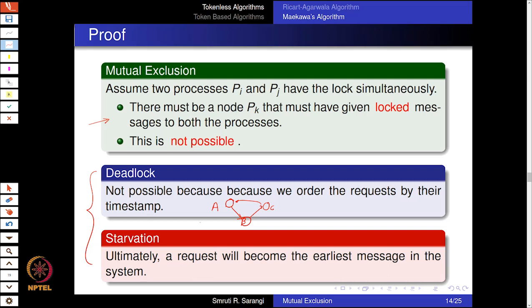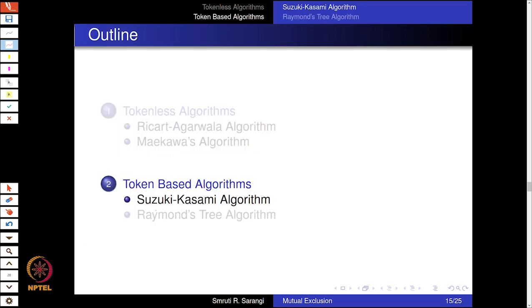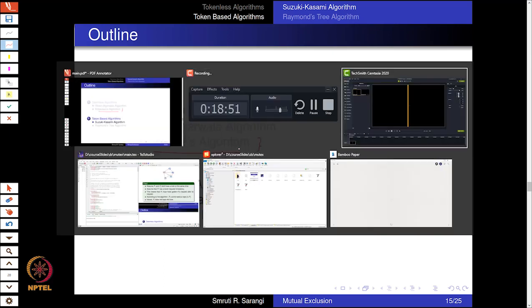The other is the issue of starvation, which means is it possible that there is one message that starves, in the sense that it never gets the lock? We are saying it is not possible, but we'll look at them in some detail. Alright, so this finishes the algorithm. It finishes the slide part. So now we will go for a slightly deeper discussion of Maekawa's algorithm using our e-notebook.